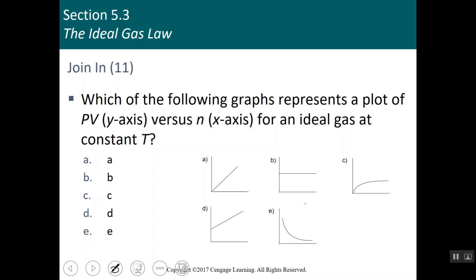Join in 11. Which of the following graphs represents a plot of PV versus n for an ideal gas at constant T? On this one, if n is increasing, PV also has to increase. So I would have to say that this one is answer choice A. I'm not sure how much of that graphing shows up on the exams or the quizzes, but that is a conceptual issue. So if you can step back and process things like that, chemistry is a lot easier to understand.